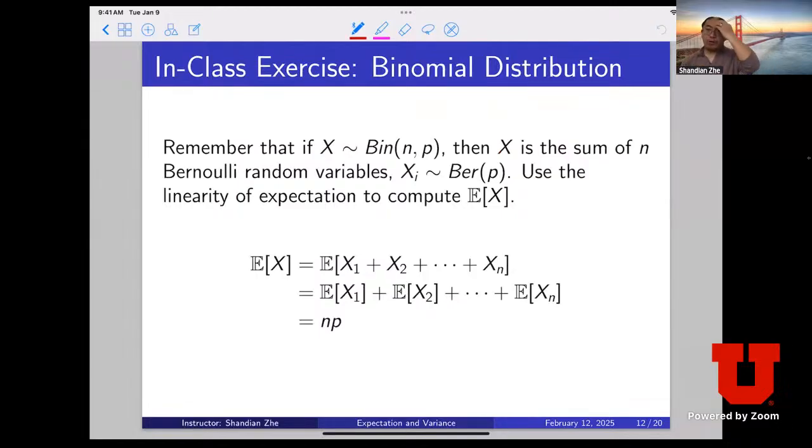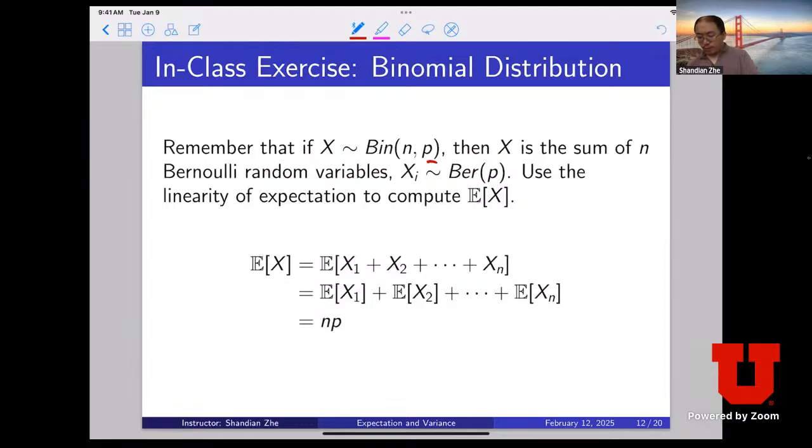Another well-known example is the binomial distribution. Remember, the binomial distribution repeats the same Bernoulli experiment n times, and we want to look at the total number of successes. For example, if you flip a coin 100 times, I would like to know how many times in total I see heads up. That's what the binomial random variable describes.